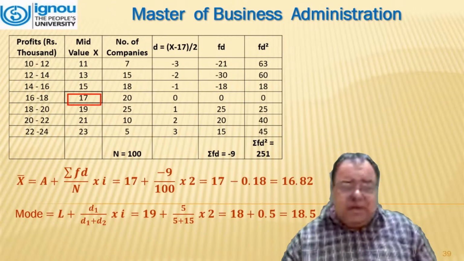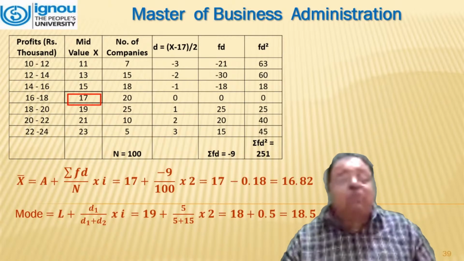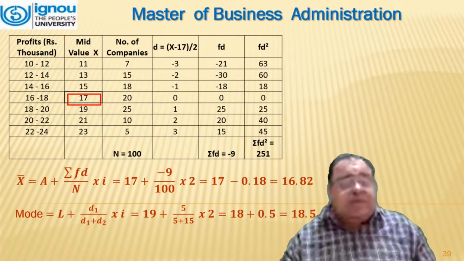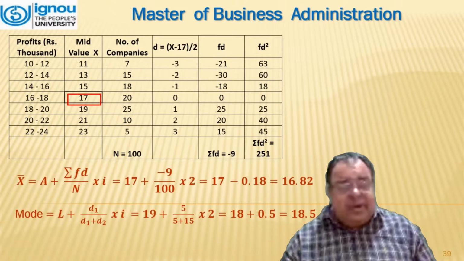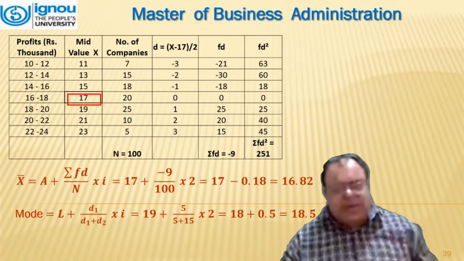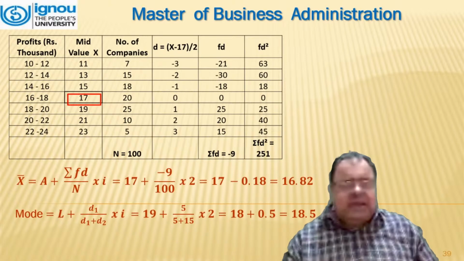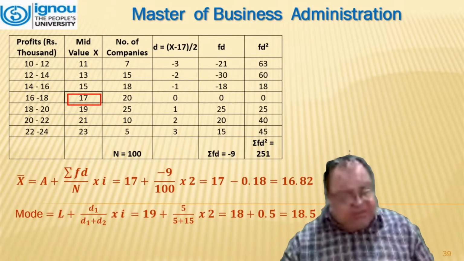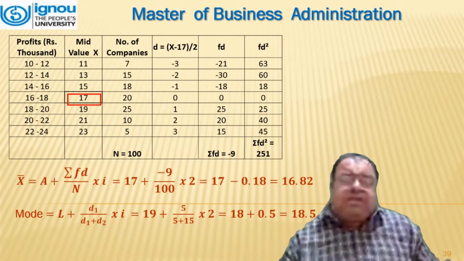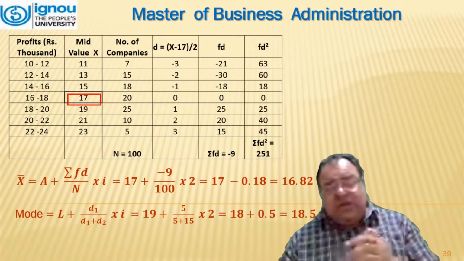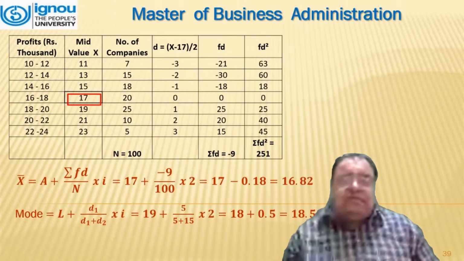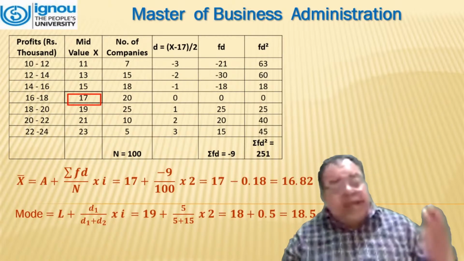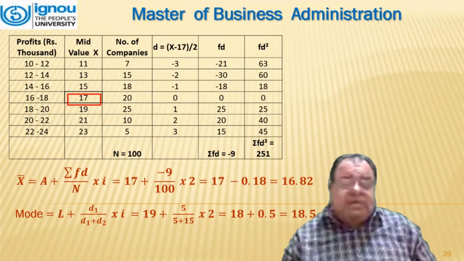Now we have to calculate mean. For mean, we have to use a formula for the deviation. First of all, we have to find the central value in the mid value column. It comes out to be 17 and it has been marked as red. So when we are evaluating D, that is x minus 17 by 2, straight away, in the fourth column, at the center in front of 20, we will write 0. And above 0, we will be writing minus 1, minus 2, minus 3. And below 0, we will be writing plus 1, plus 2, plus 3.